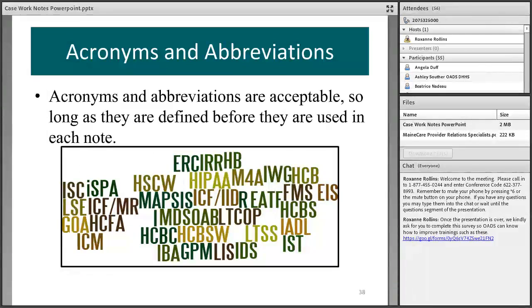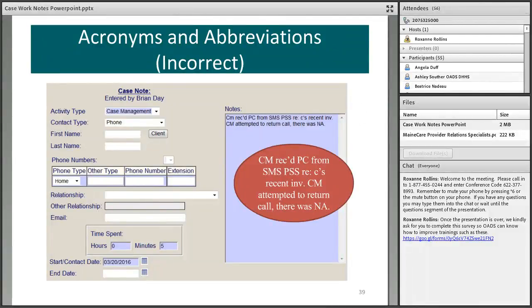Acronyms and abbreviations. They are acceptable as long as they're defined before they are used in each note. So, for example, here's a bad one: CM received CC from SMS, PSS, receives recent INV, CM attempted to return caller with NA. That is not okay.